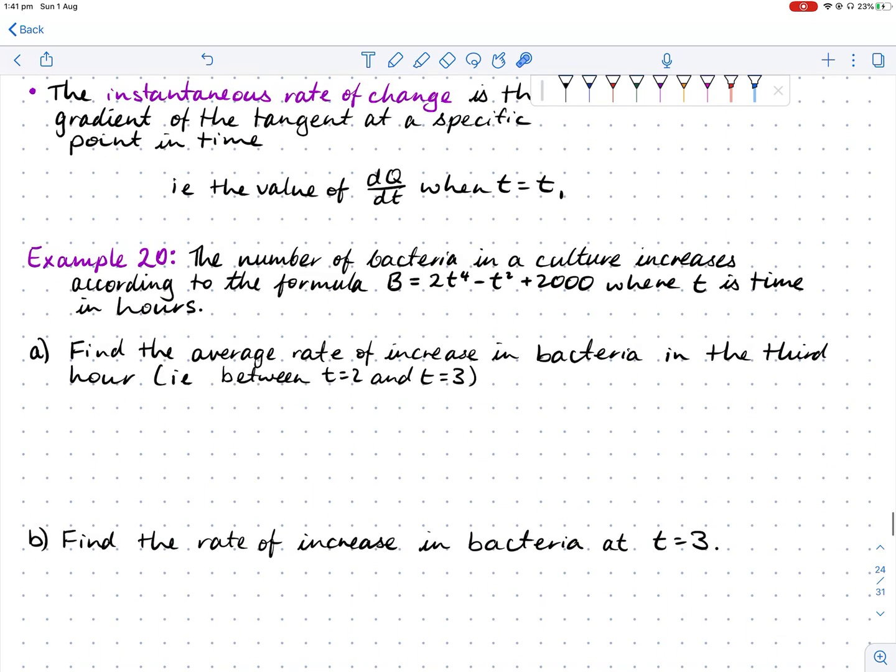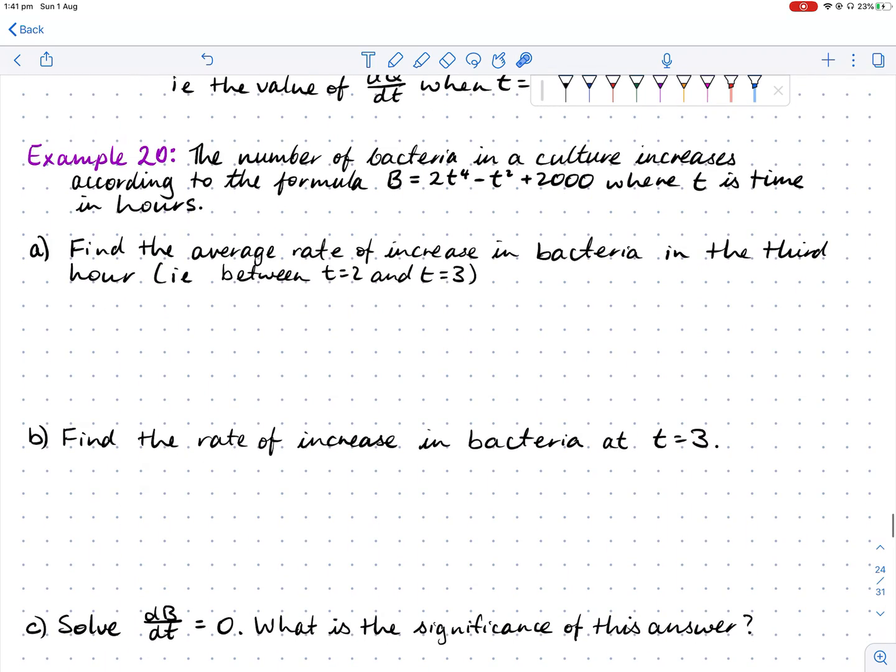So here's an example. The number of bacteria in a culture increases according to this formula. B is 2t to the power of 4 minus t squared plus 2000, where t is the time in hours and B is the number of bacteria. The first question is to find the average rate of increase in the bacteria in the third hour. Now, be very careful with the terminology.